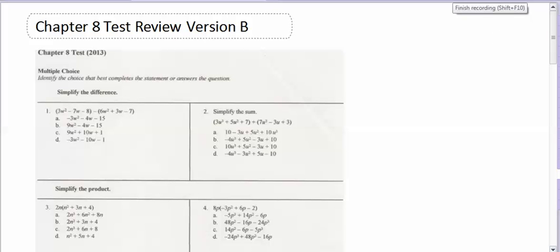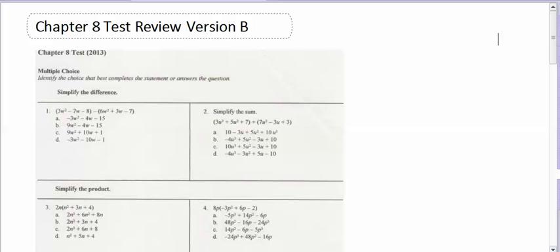Okay, so now we're going to go over the Chapter 8 test review. It's version B. At the top it just says Chapter 8 test 1213, but it's version B because that's your practice. Okay, so the first question is simplifying the difference.